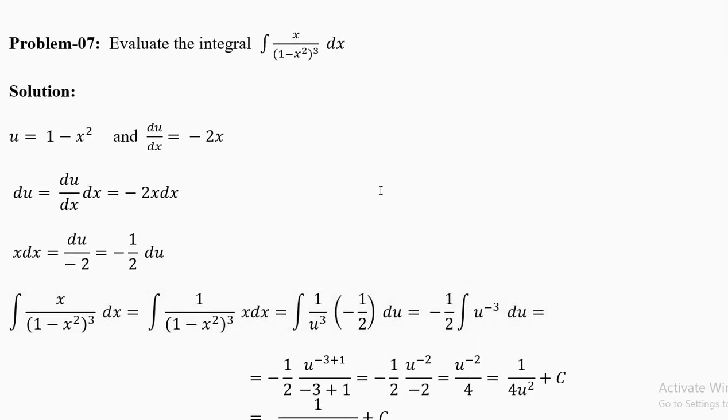Now let's look at example number 7. Last two examples, the power was plus half and minus half. How much is the power here? Power is minus 3. We do not need the power minus 3 in these steps. u equal to 1 minus x square, du by dx equal to minus 2x, and x dx equal to minus half du. We have done this step many times, so I don't have to go into more detail.